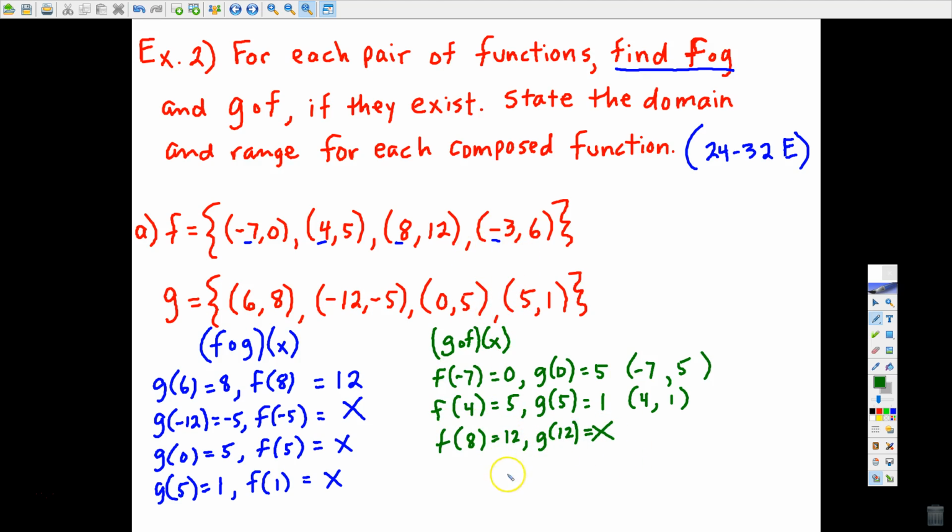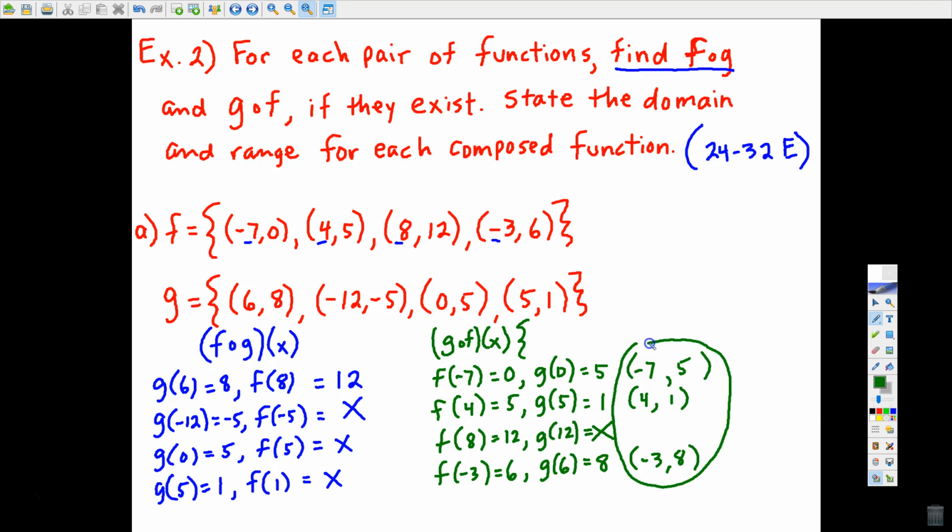Okay, so let's keep on going, and we'll do f of negative 3. For an input of -3 in this f function, we get an output of 6. So now let's use 6 as an input for the g function. And there is an input 6 for the g function, and it produces an output of 8. So the original input, -3, goes along with this final output of 8. So the result of the composed function g of f of x gives us these 3 ordered pairs. Okay, so this represents the composed function.